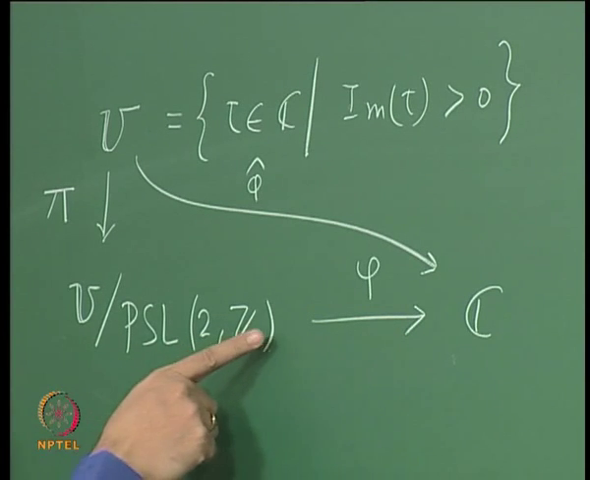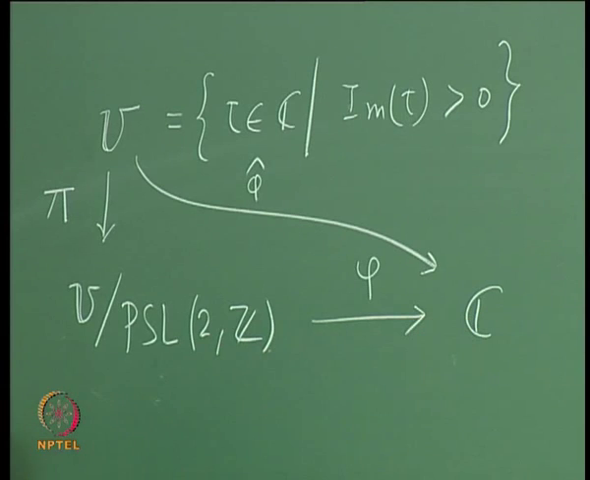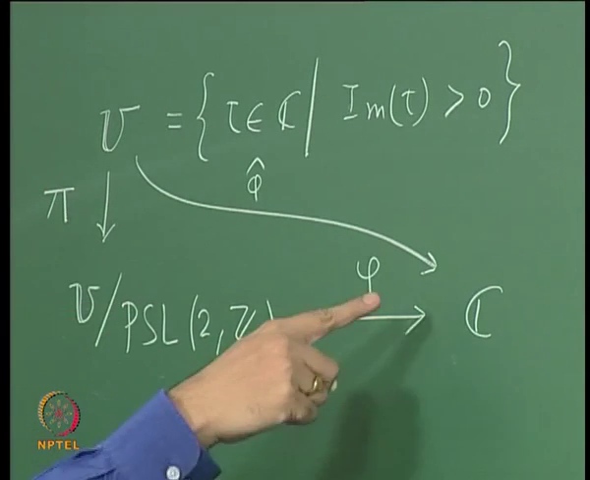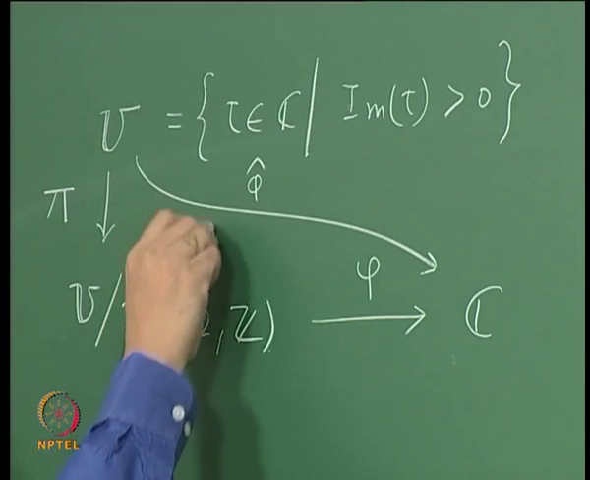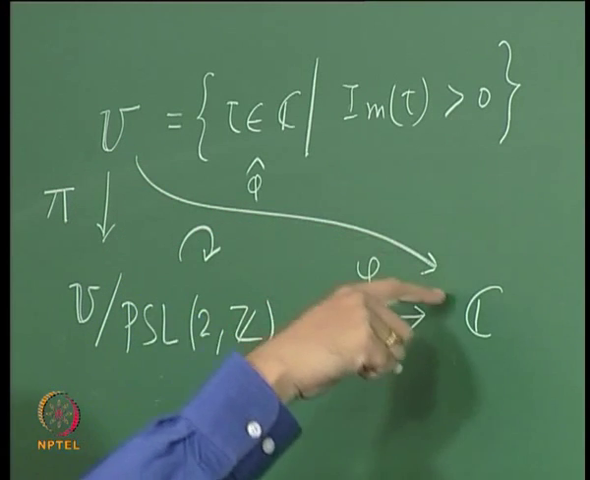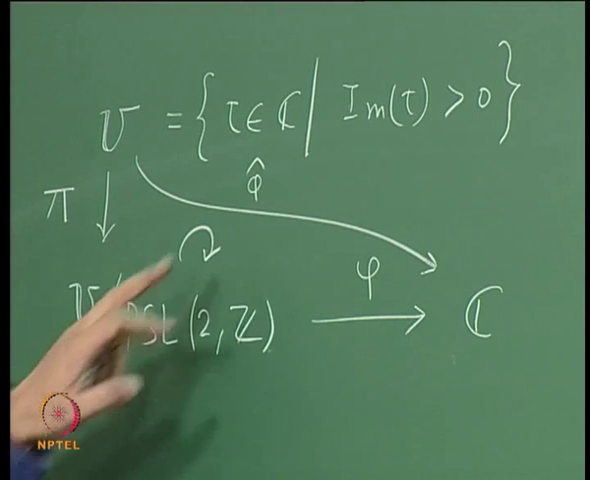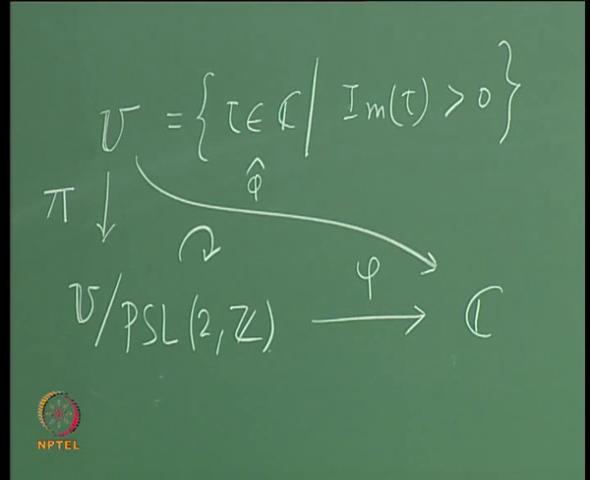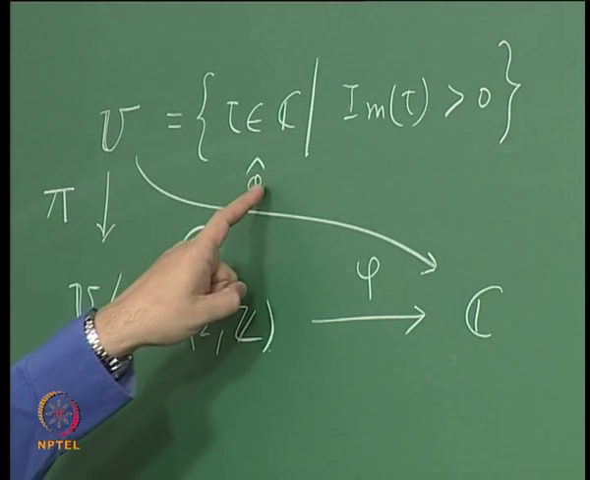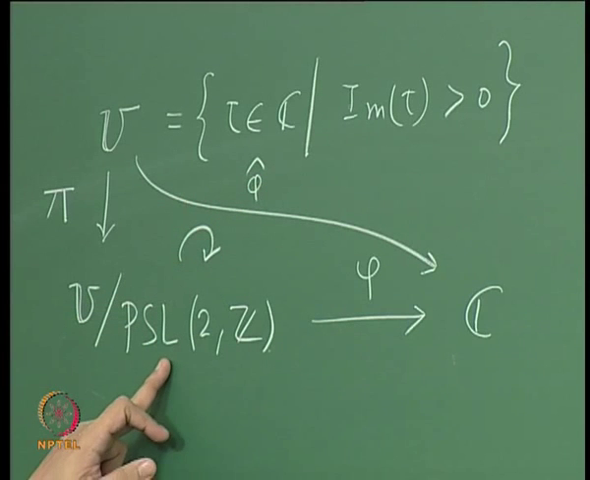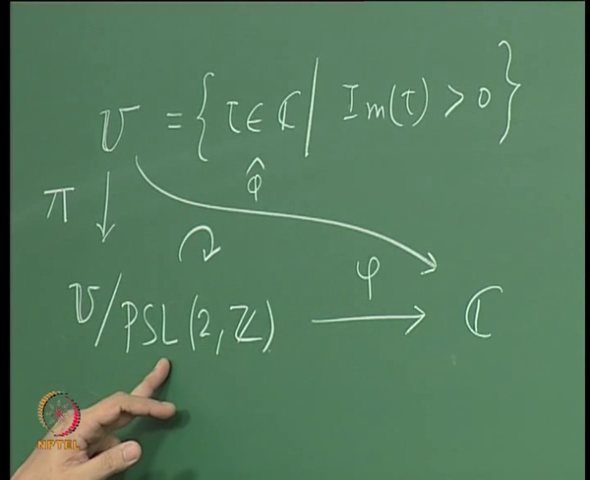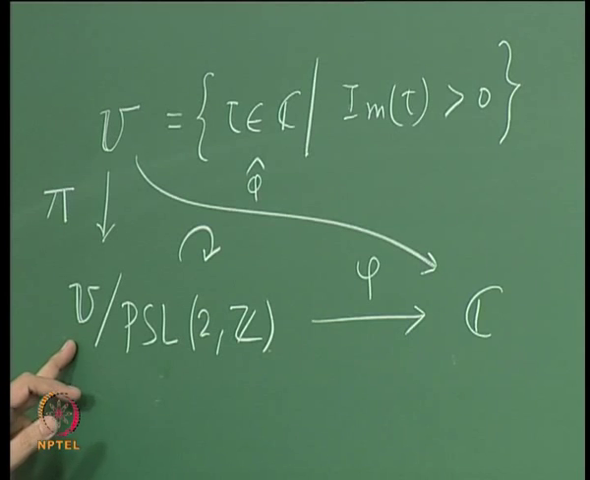And I have assumed that phi is a holomorphic function, so the composition, which I call phi hat, is also a holomorphic function. But what kind of a holomorphic function is it? It's a holomorphic function that is going to have the same value on the orbits of PSL2Z in U, okay.